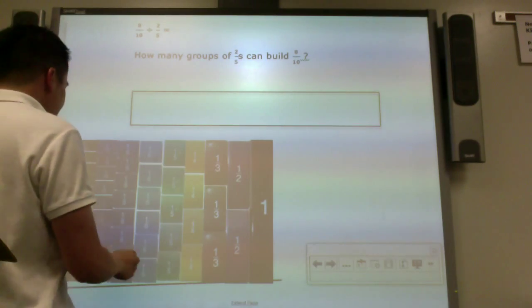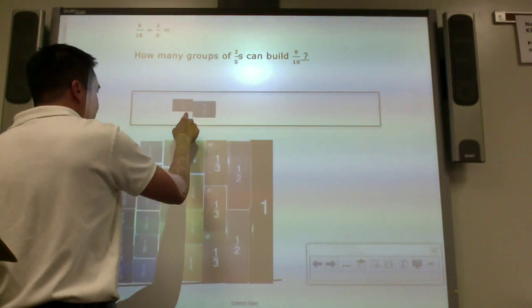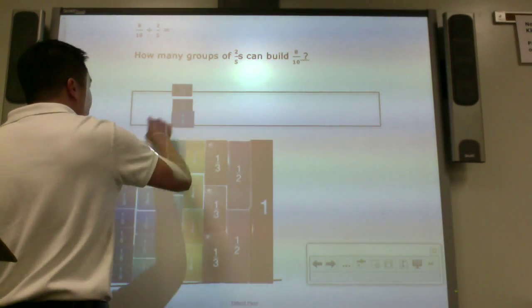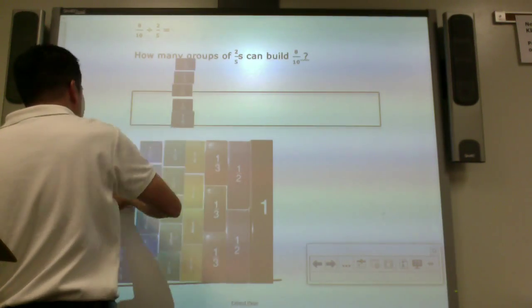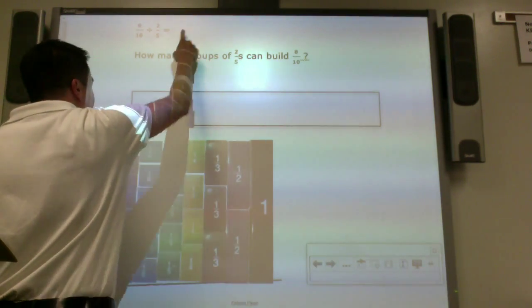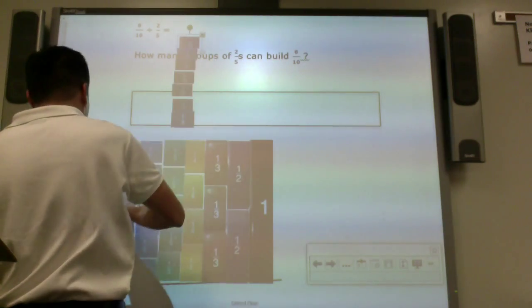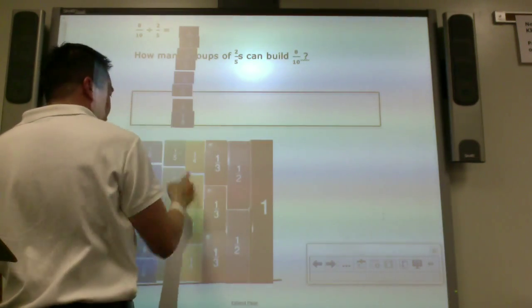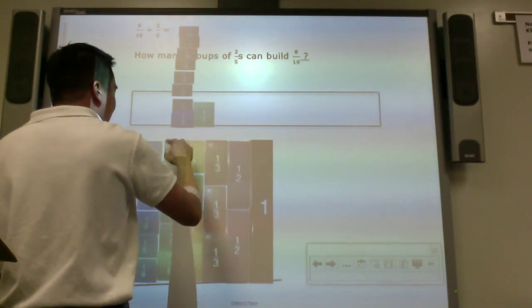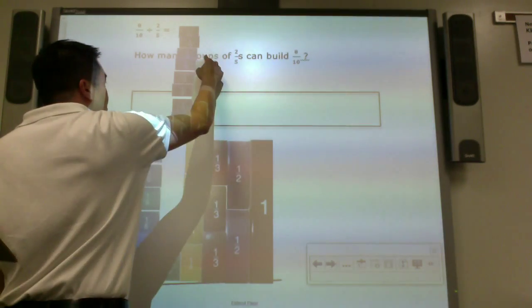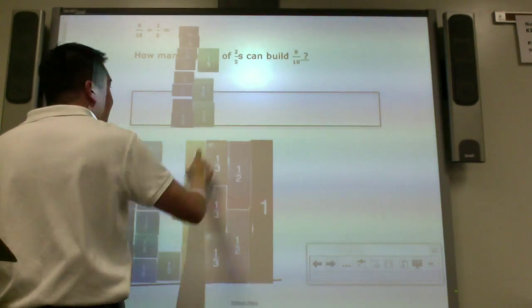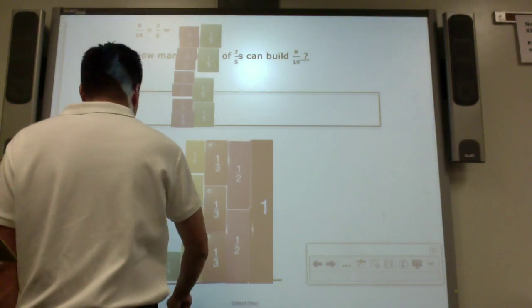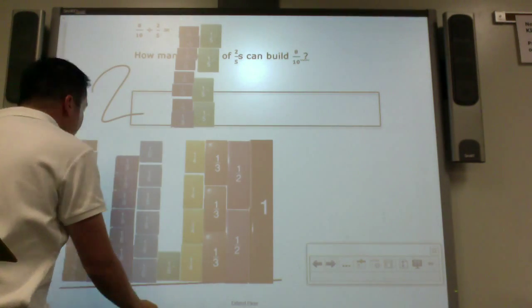And I have 8/10. 1/10, 2/10, 3/10, 4/10, 5/10, 6/10, 7/10, and 8/10, and I have 2/5. How many groups of 2/5 will go there? That's one group of 2/5. Here's the second group of 2/5. So 2 is the answer.